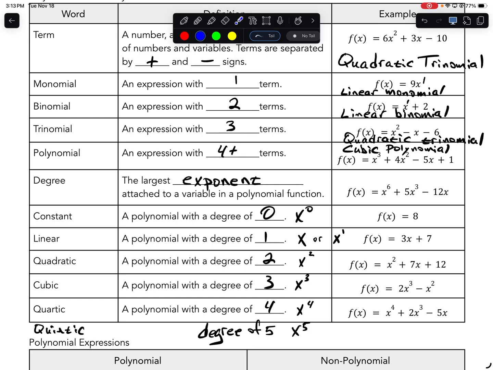All right, then, Maya, 6, we don't know. We didn't say anything about 6, right? So after 5th, it's just 6th degree, 7th degree, 8th degree. So it's a 6th degree, and then 3 terms is what? Trinomial. Good. So 6th degree trinomial.